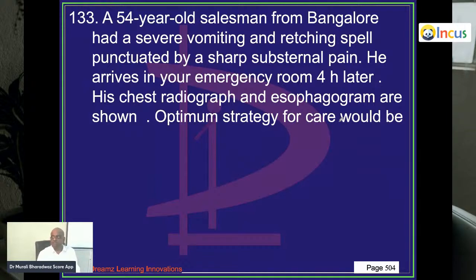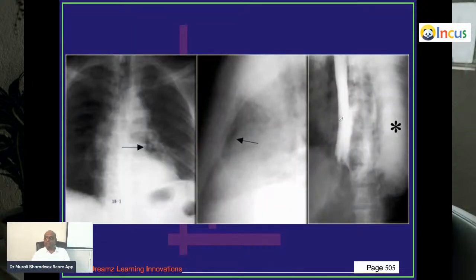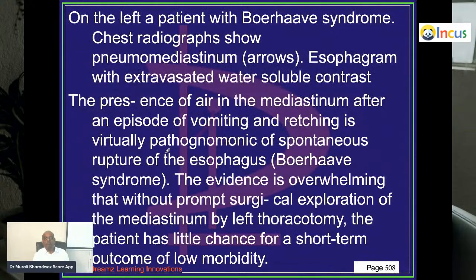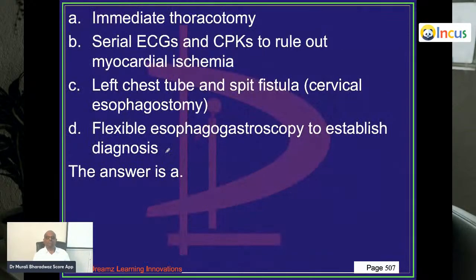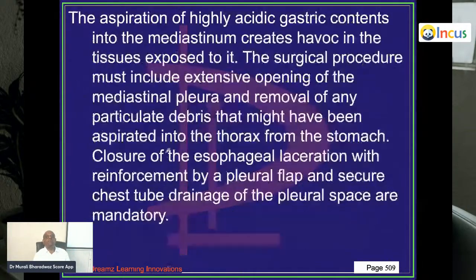A 54-year-old salesman in Bangalore is having severe vomiting, a retching spell, and sharp substernal pain. He arrived in the emergency department, and chest radiography shows a lot of air, pneumomediastinum. In the mediastinum, there is a lot of air. So, severe retching led to esophageal rupture, leading to pneumomediastinum. What is that called? Boerhaave syndrome. Immediately you need to do thoracotomy for that.